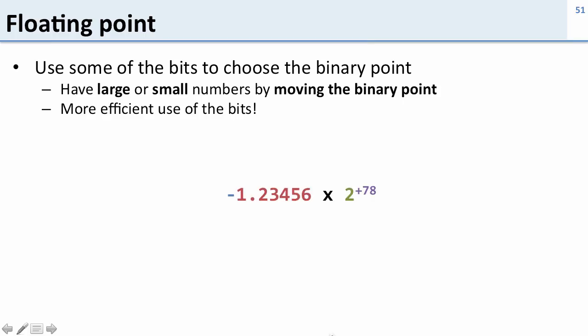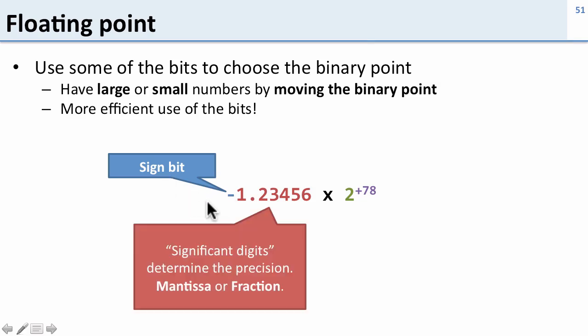So here's an example. So here we have our sign bit. So we're going to have one bit to tell us if the number is positive or negative. And this is what we talked about with sign magnitude. Remember, we said we were going to use that in floating point. So we have one bit for that. We have a whole bunch of bits here. These are the significant digits. This is what determines the actual number. This is known as the mantissa or the fraction. And these are the bits that we're going to represent the number with.